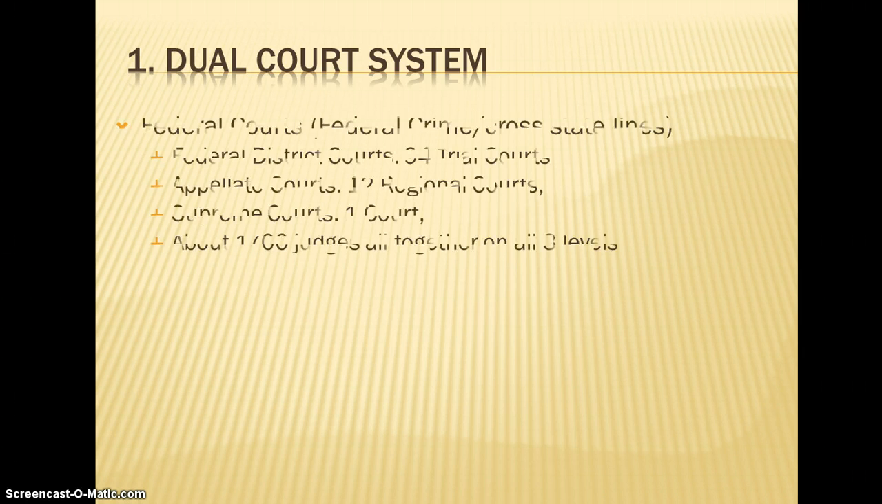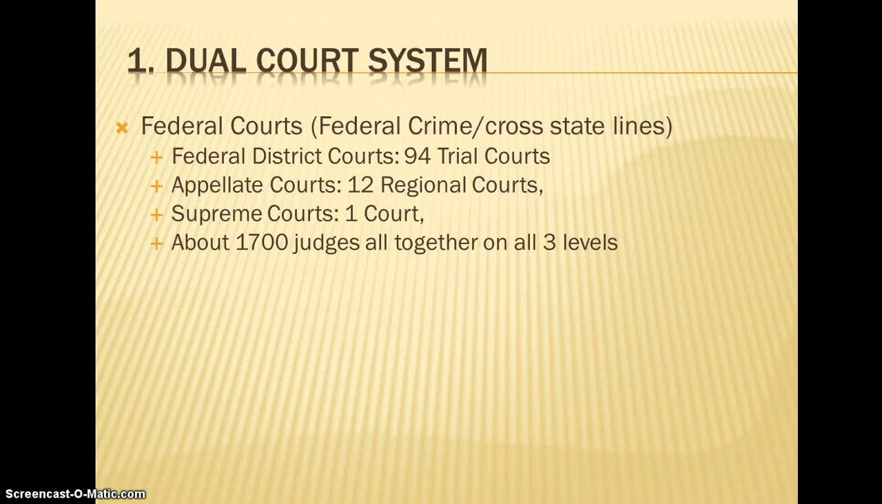a dual court system. We're going to have two types of courts in the United States. One is going to be the federal courts, and you're going to have three levels. You're going to have district courts, appellate courts, and then finally way up on top is going to be the Supreme Court. I am not looking for you to remember that there are 94 trial courts or 12 regional courts. Just understand their purpose. Understand that there are 1,700 judges when you count all the judges in all three levels, and the president is responsible for nominating any vacancies of those 1,700. But of course, the Senate has to appoint them, approve them.